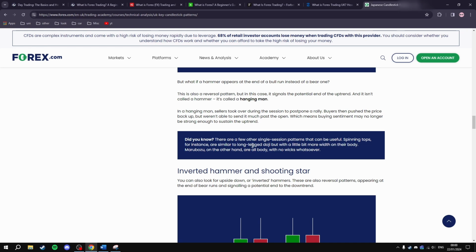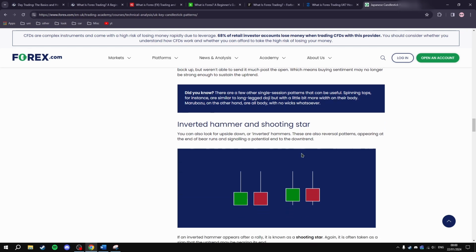Did you know there are a few other single session patterns that can be useful? Spinning tops, for instance, are similar to long-legged doji, but with a little bit more width on their body. Marubozu, on the other hand, are all body with no wicks whatsoever.